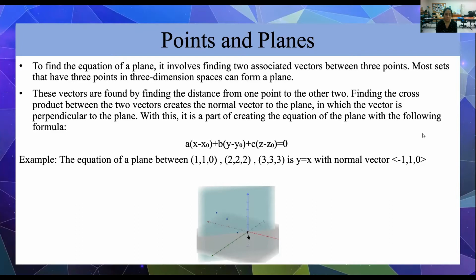So in this example we have down here, we have the equation of a plane between 3 points, which after solving you get y equals x, with the normal vector being -1, 1, 0. As you can see in the illustration below, there is a small black arrow pointing to where the normal vector of the plane is at.